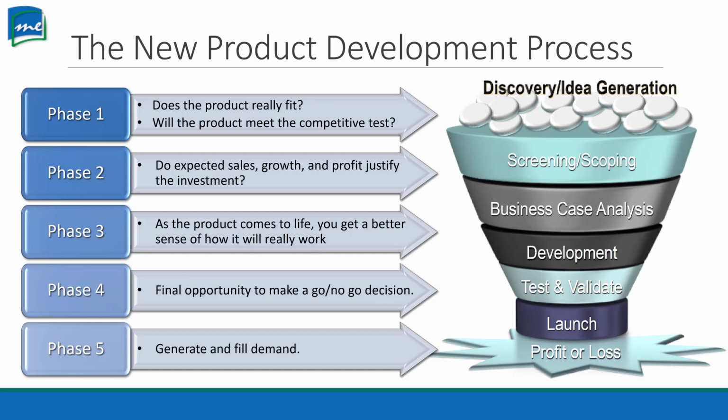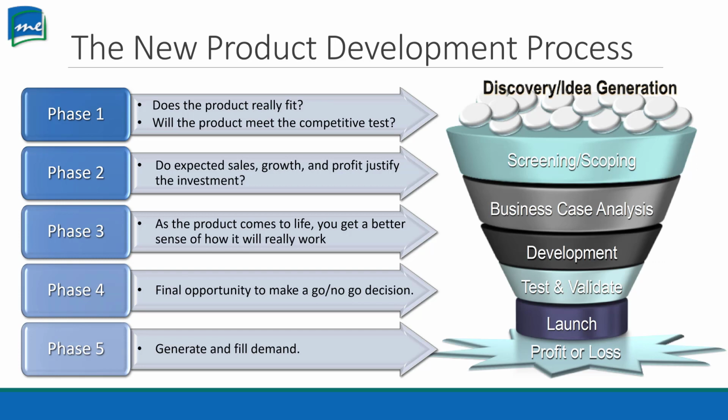So we're generating ideas, we're discovering, but we have to do something with those ideas, right? So we're first brainstorming. We got to brainstorm those ideas. Then we move on to the second phase. Do expected sales growth and profit justify the investment? So we're going to start screening these ideas. We're going to see what the scope of these ideas are. And hopefully, we're going to weed some out, but we're going to have a lot that keep on moving.